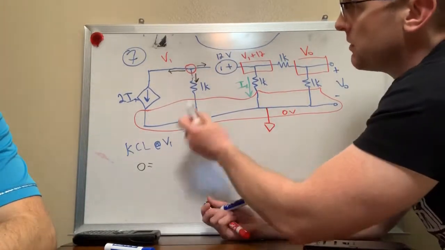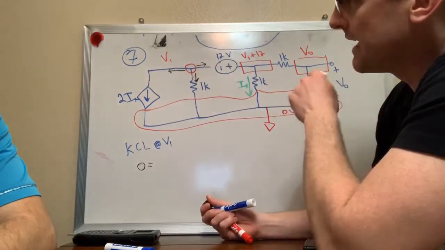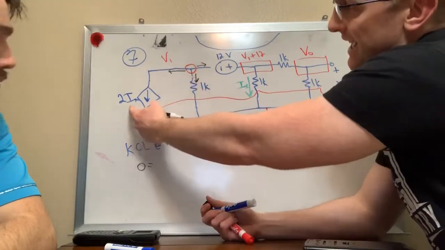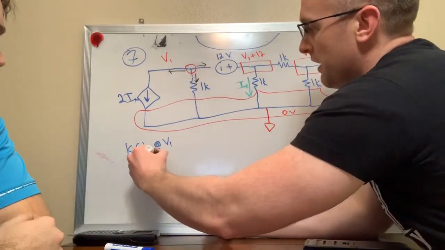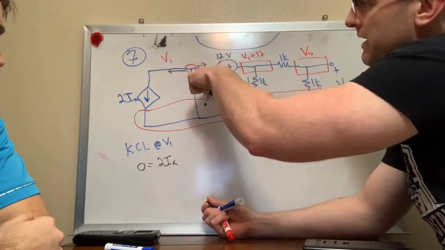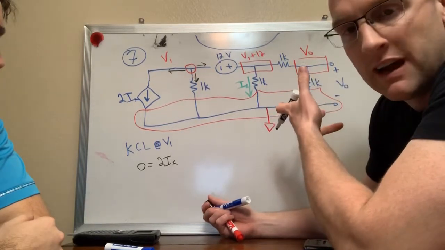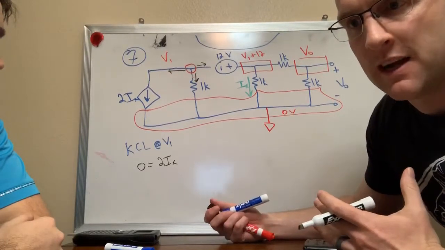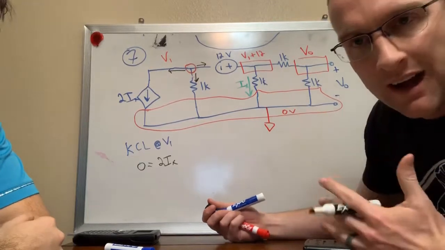So I'm going to write 0 equals, and then I'm going to take one of these arrows at a time. I start over here on the left. The current leaving actually has a name associated with it. It's 2 times Ix. So let's write that down: 2Ix. The current going down here, well, I can give it a variable name, but remember that extra variables don't help me because I'm trying to solve a system of equations. I already have the V1 variable and the V out variable. I don't want more variables.